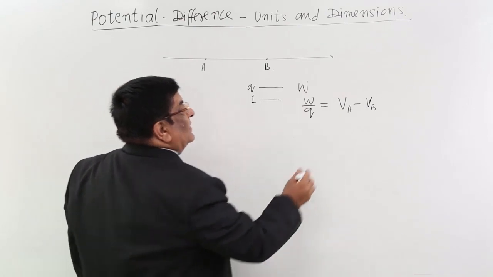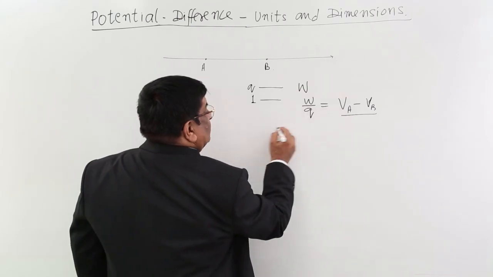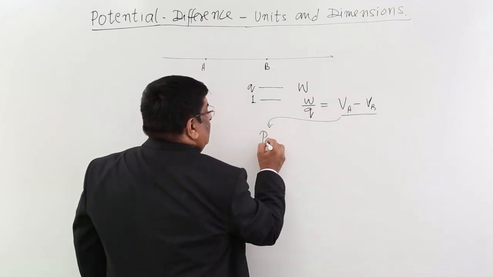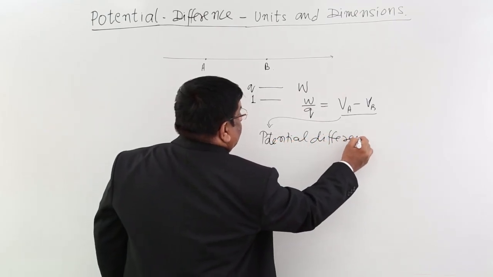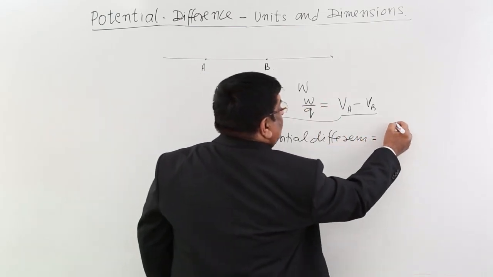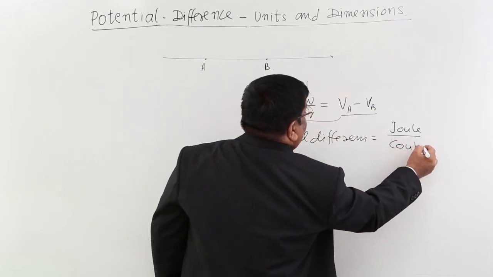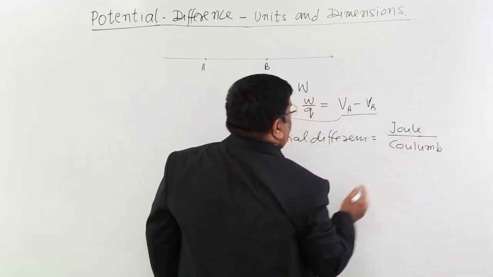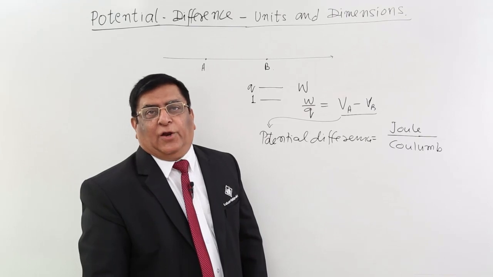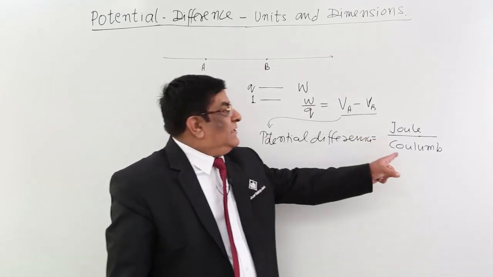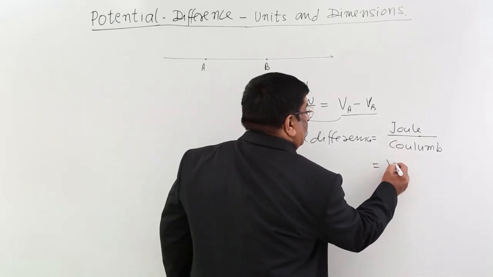Now, the unit of potential difference. We are going to use this term a lot. Potential difference, I will write it here. Potential difference is equal to W, joule upon coulomb. So the unit of potential difference will be joule upon coulomb, but we are going to use it a lot. So we have substituted it with a derived unit, and henceforth we will call it volt.